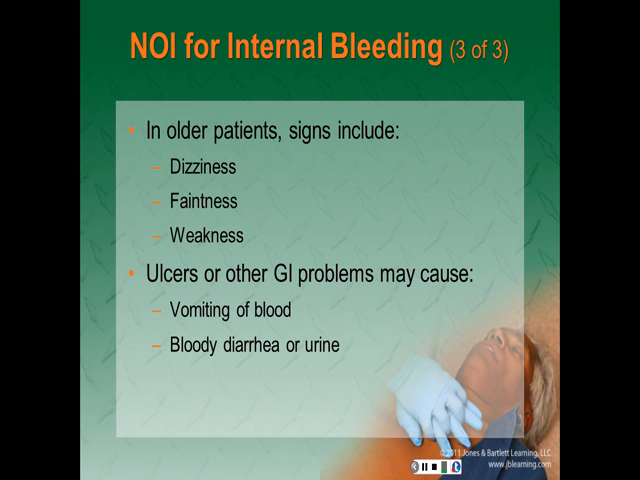If your patient has ulcers or other GI problems, this may cause them to vomit blood or have bloody diarrhea or urine. It is not as important for you to know the specific organ involved as it is to recognize that the patient is in shock and for you to treat them appropriately.